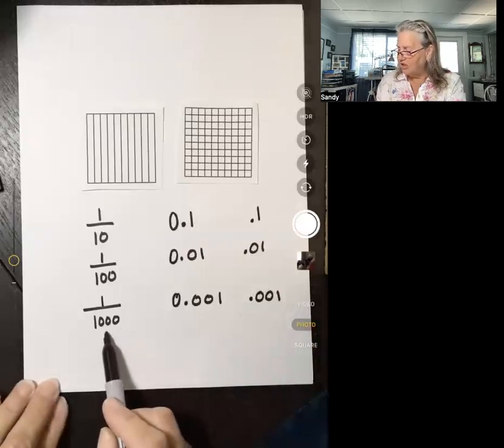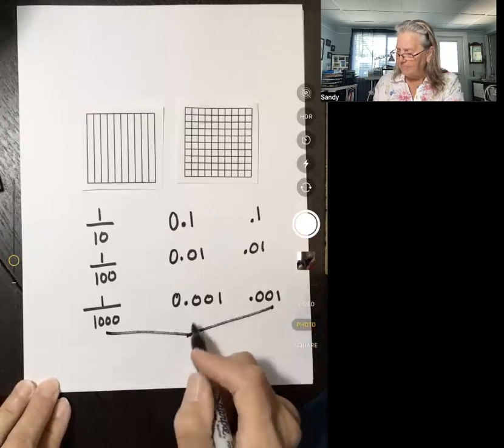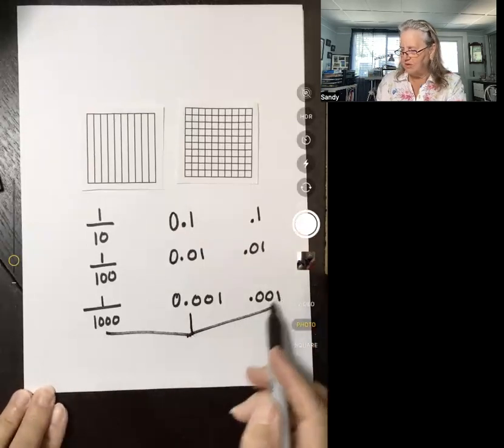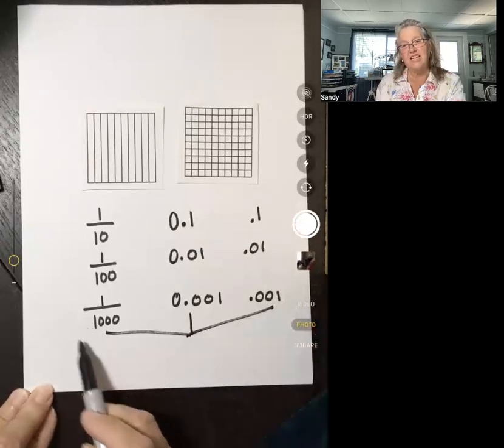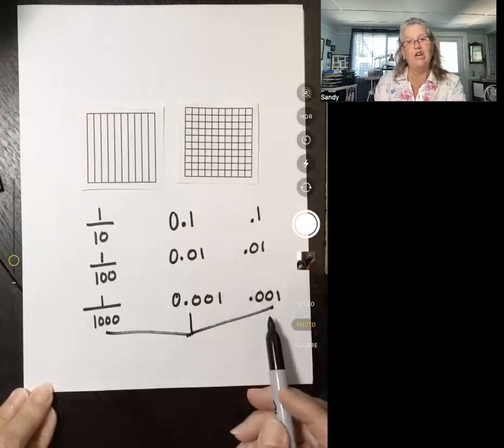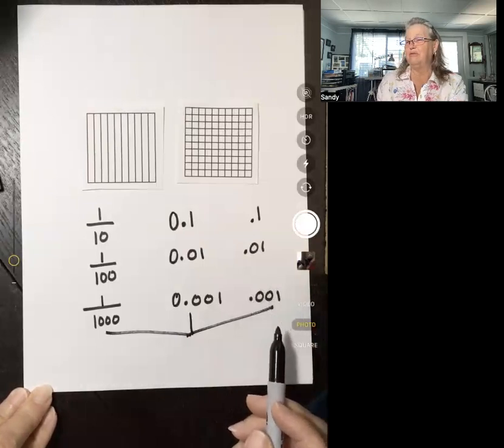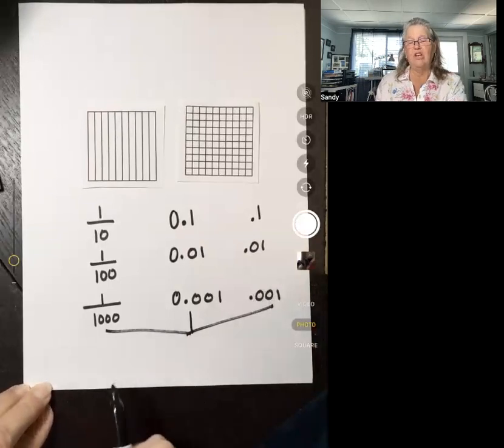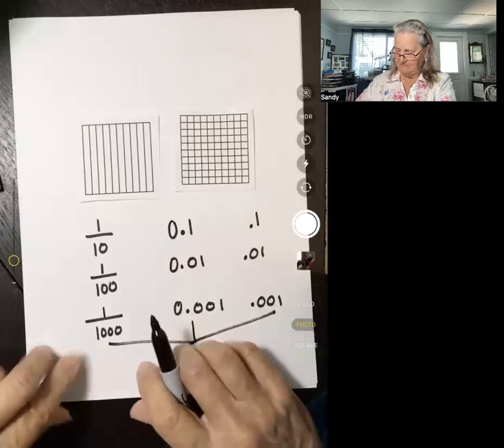We want to also help them build those connections between common fractions and decimal fractions. That this just gives us another way to write it, but we read them the same way. So that's one key piece.